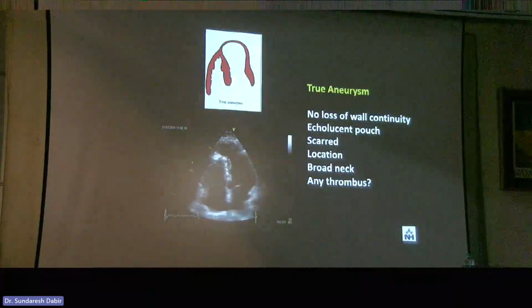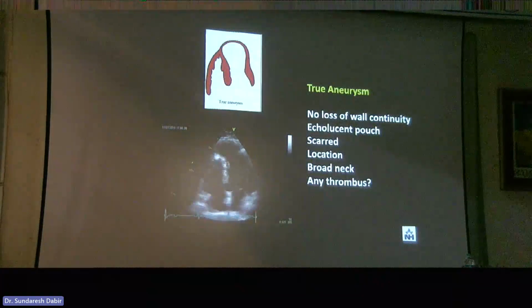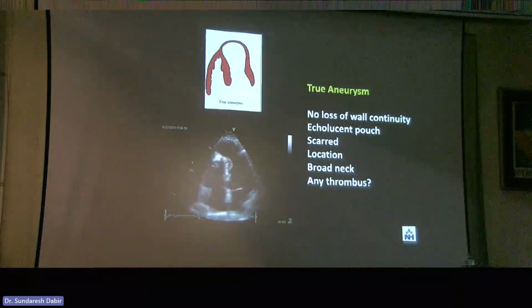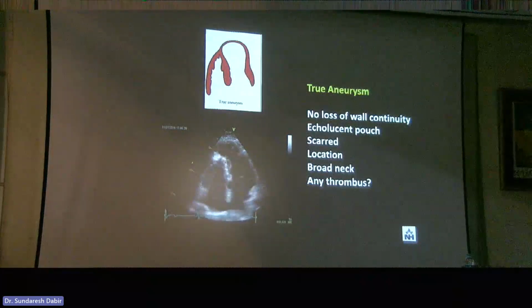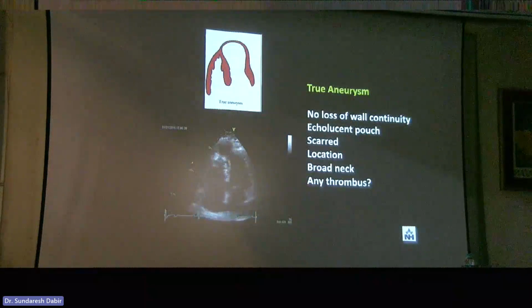And then a true aneurysm is different. Here you have a very broad-based neck, and you can see it's a very large neck, and there's no loss of continuity here. It's just that the wall has thinned out and become more fibrotic. It can be anywhere again, usually at the apex, but it can affect the other walls also. It can be scarred, so mention if it is, and also look for any thrombus here.